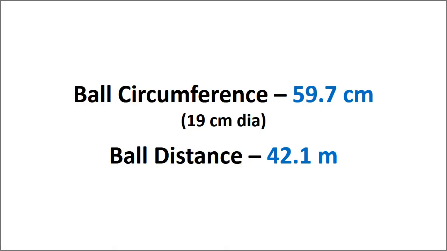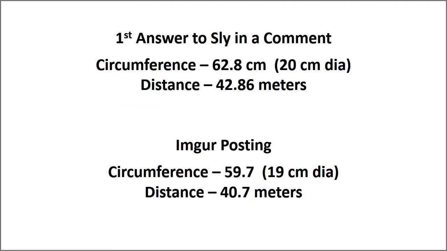Of course, like other globers, I wanted to give this a try, and these are my revised numbers. 59.7 centimeters for the circumference based on a 19 centimeter diameter, and a ball distance of 42.1 meters. Now, I say revised because I also came up with these answers. The top one was when I first saw this, and I did a quick job of measuring and some calculations. And the ball diameter I have at 20 centimeters.